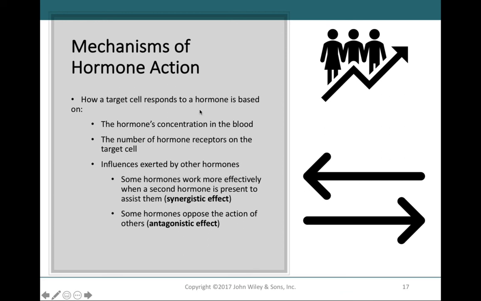So if we flip this on its head, the lower the concentration of the hormone, the weaker the response will be. The fewer number of hormone receptors, the weaker the response will be. And the more antagonistic two hormones might be, will also decrease the hormone's response in general.